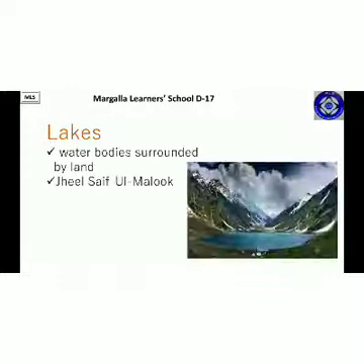We have another water body known as lake, and it is a body that is surrounded by land. As you can see, this is a water body, and all around it we can see there is land. So a water body that is surrounded on all its sides by land is known as lake. The famous lake of Pakistan is Jheel Saiful Malook. Jheel is basically lake in Urdu, and this picture is of Jheel Saiful Malook. Allah Almighty has blessed Pakistan with certain beautiful lakes.